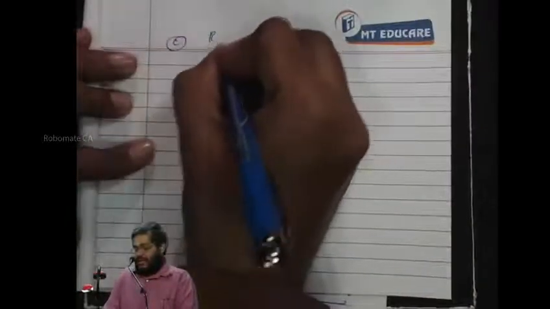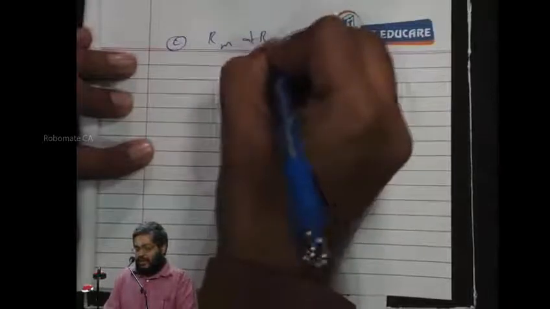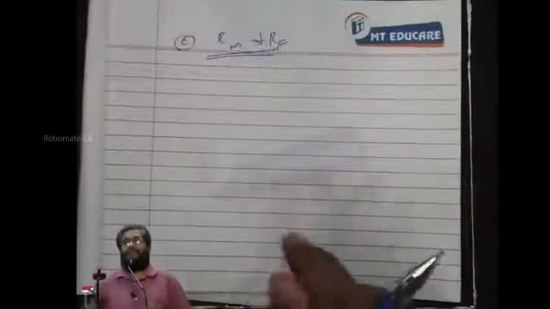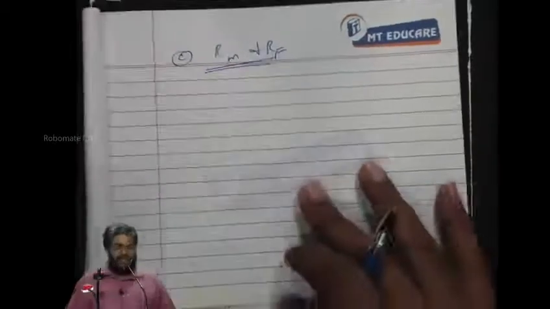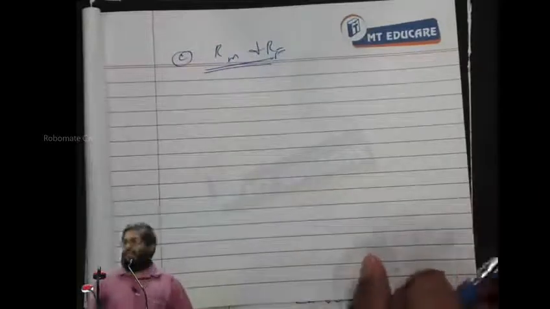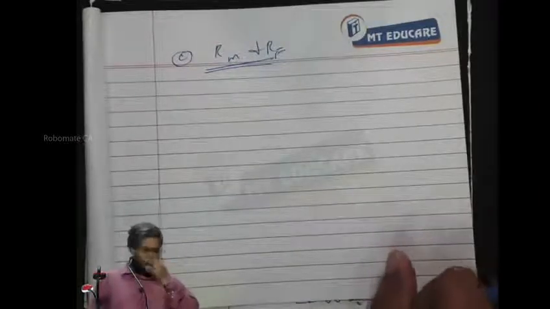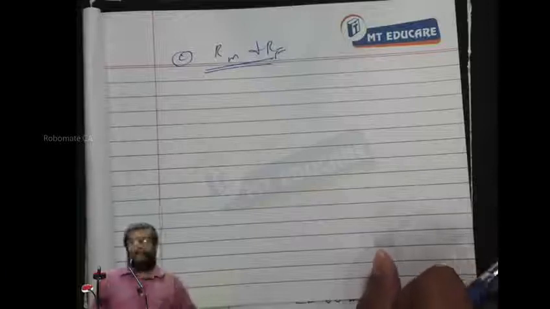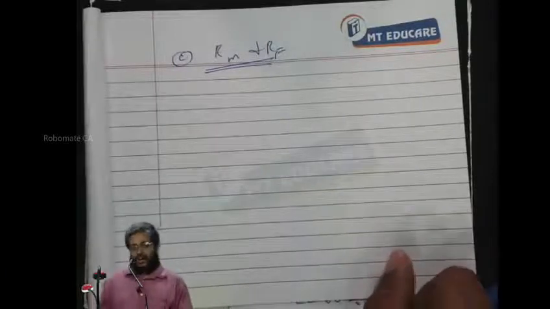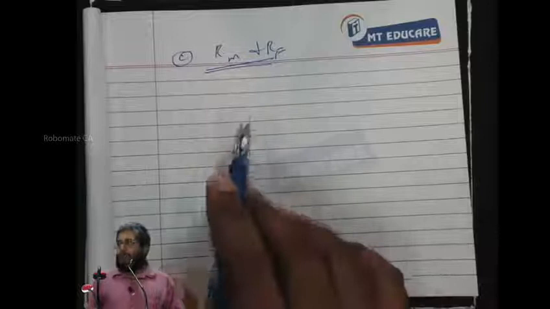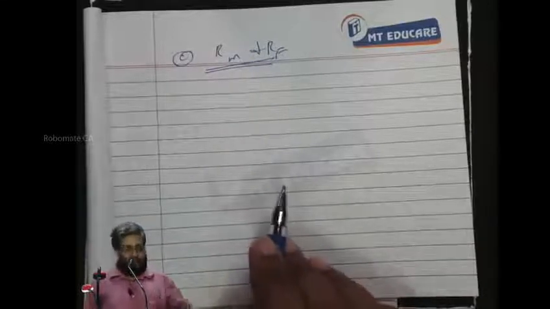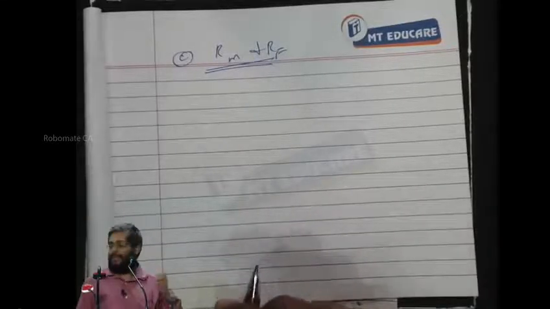Part C. Calculation of RM and RF. Calculation of RM and then RF. Calculation of RM and RF, that is, the market portfolio and then the risk-free asset. That is what the question asked you. Right or not? Write down.